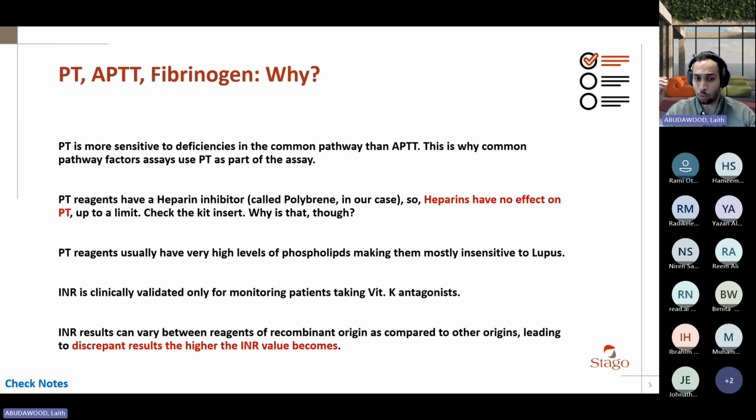If the customer comes to you with this query, please check what is the PT reagent that you are comparing. Are you comparing rabbit brain extract to rabbit brain extract? Or are you comparing recombinant to rabbit brain extract, for example, where discrepancies are expected to arise? If that is the case, there's a lot of evidence again to support that this is not a very appropriate comparison.